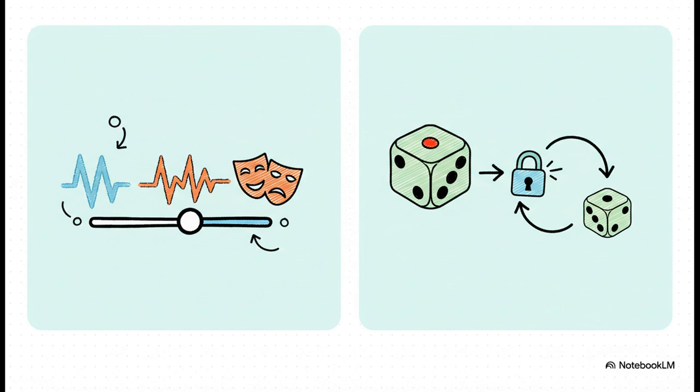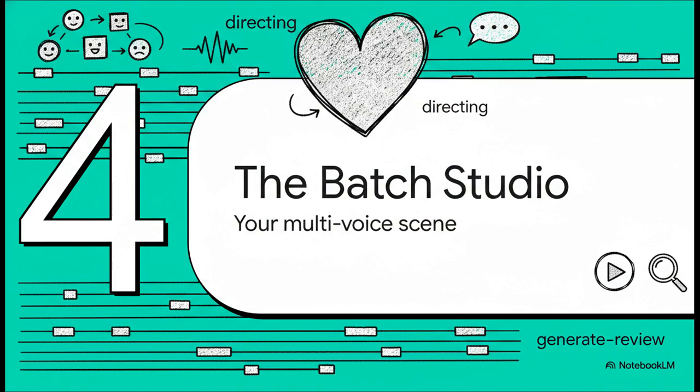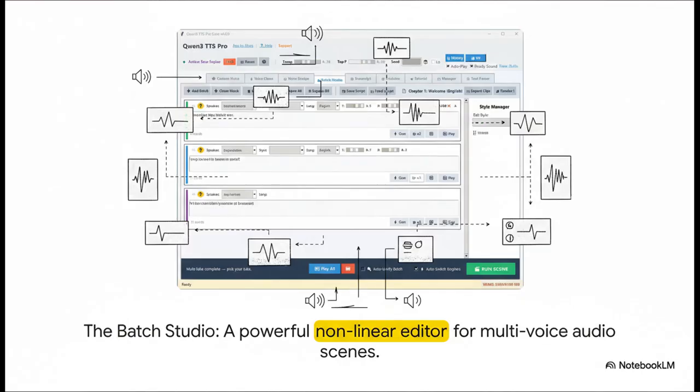It's key for consistency. So we know how to cast, we know how to direct, now let's put it all together. The Batch Studio is the heart of this whole operation. It's basically a timeline editor for your audio where you can lay out an entire scene with multiple characters, generate all the lines, and review everything in one place. As you can see, the whole interface is built around these script blocks. Each block is one line of dialogue, and it has its own settings, its own speaker, its own style instructions, its own language. This gives you incredibly fine-grained control over every single moment in your scene.